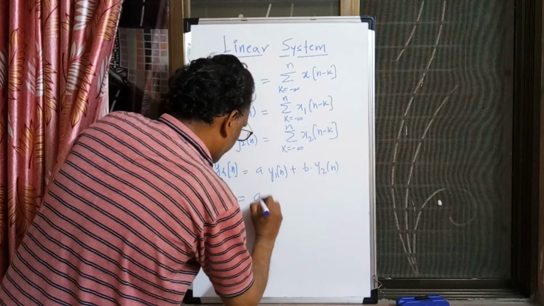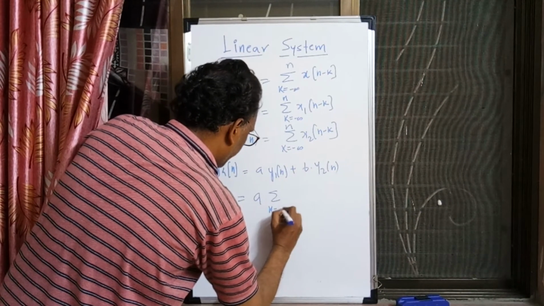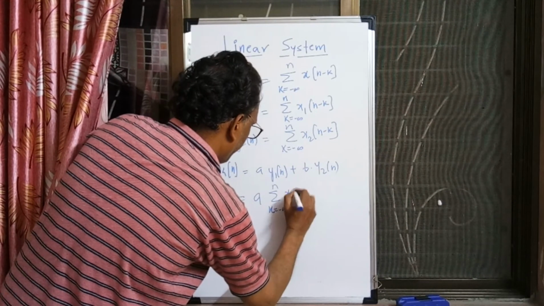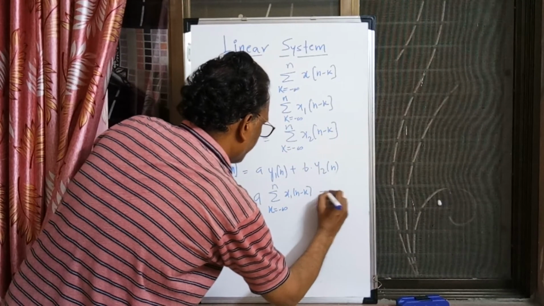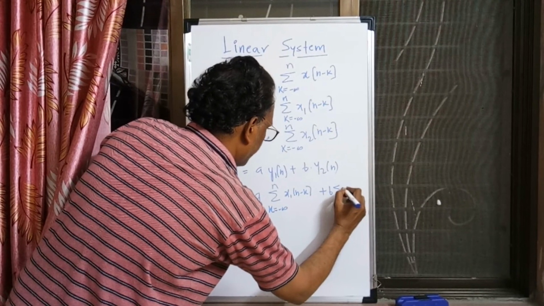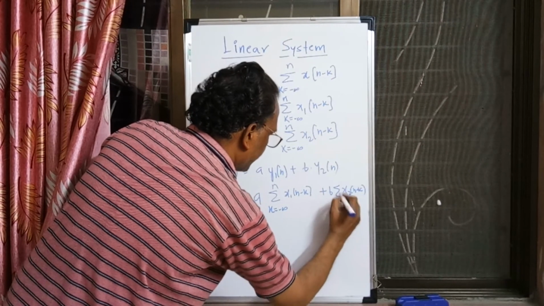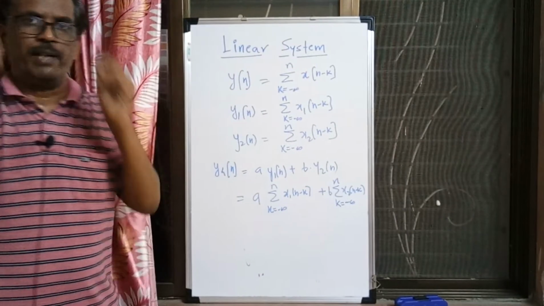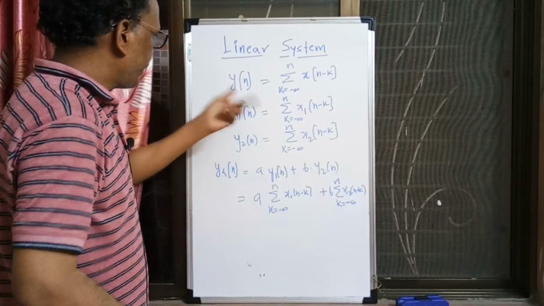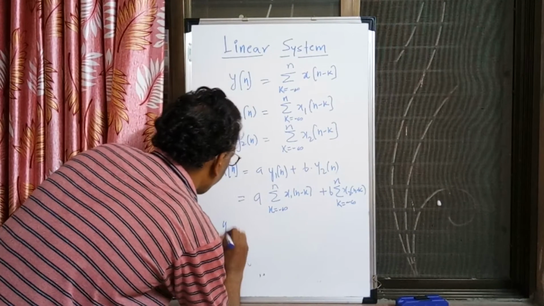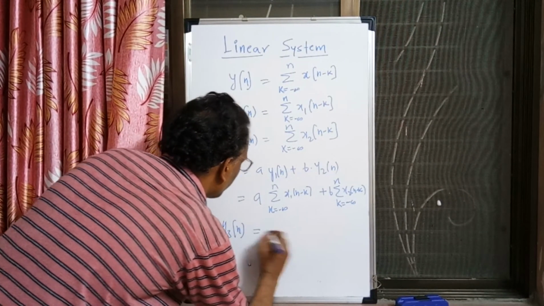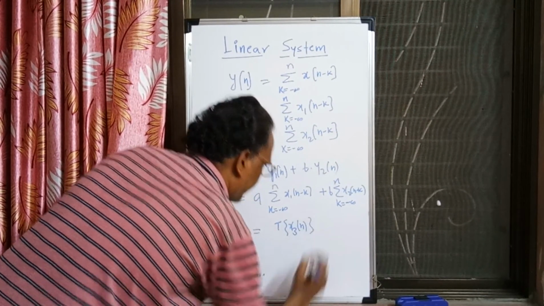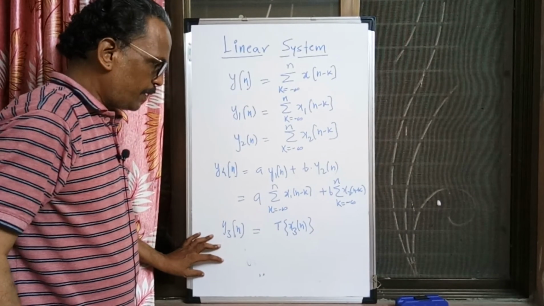This is the summation over k equal to minus infinity to n of a times x1[n minus k] plus b times x2[n minus k]. This is the linear combination of outputs, y4[n]. Now we will see the linear combination of inputs. x3 is a linear combination, so y3[n] is the response of the system to the linear combination of inputs x1[n] and x2[n], that is a times x1[n] plus b times x2[n].